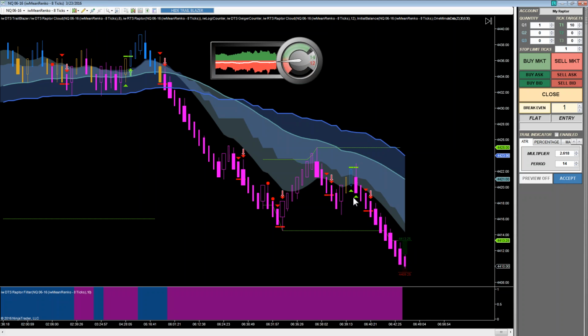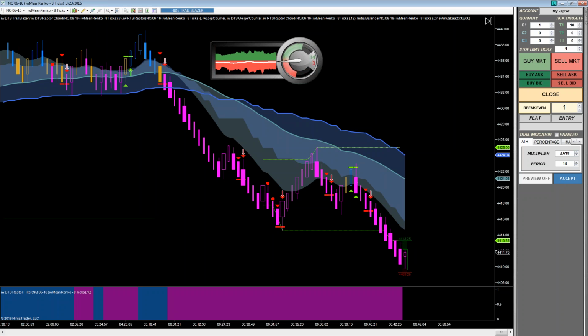This is what we refer to as a double pullback signal, where the market moves into this cloud and the hard edge repels it twice. This is the hard edge here. So the hard edge repels it twice, comes out with a sell signal. That's, again, one of the higher probability signals that we tend to focus on.